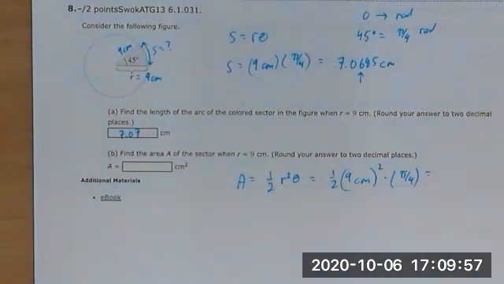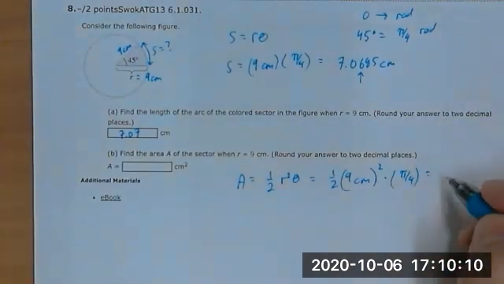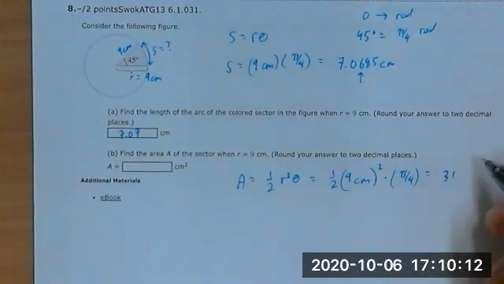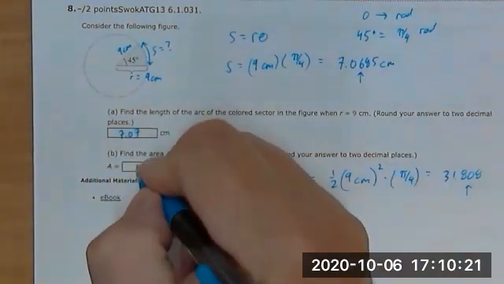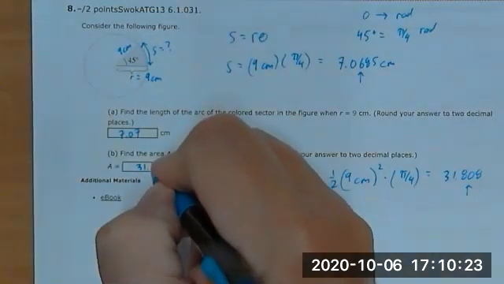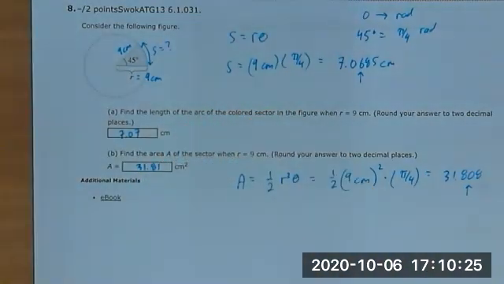So once again, grab your calculator. Pi divided by 4 times 81, which is 9 squared, divided by 2. And it says round to 2 decimal places. Here's the actual number, 31.808. That needs to bump up to a 1, right? So 31.81 square centimeters.